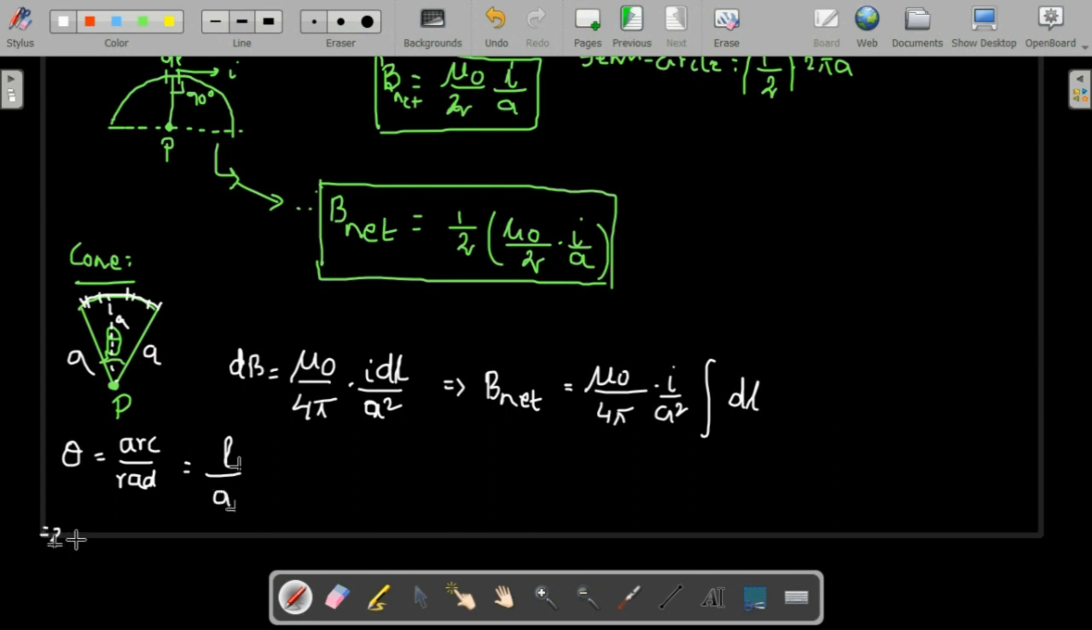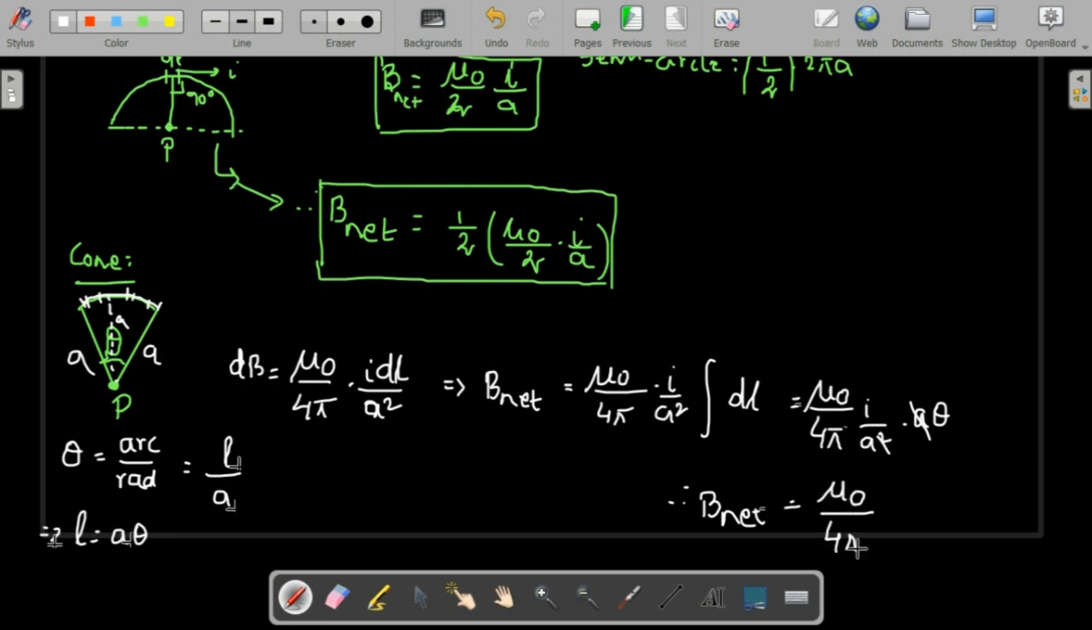So what will be my L? Entire length is A theta. This integration of dl is talking about the entire length. So I can write it down as mu naught by 4 pi into I by A square into A theta. So I can cancel out this A here, and therefore for this particular case B net, we can write this down as mu naught by 4 pi into I theta divided by A.